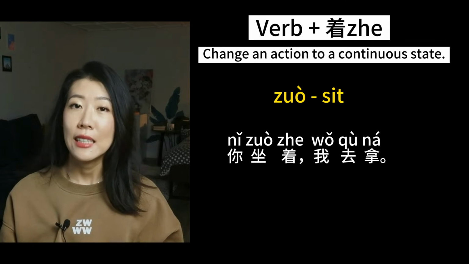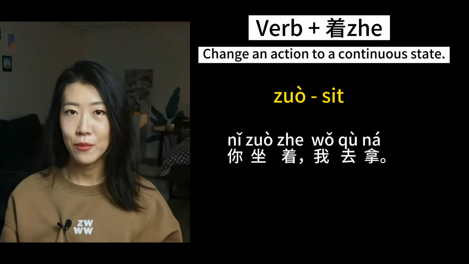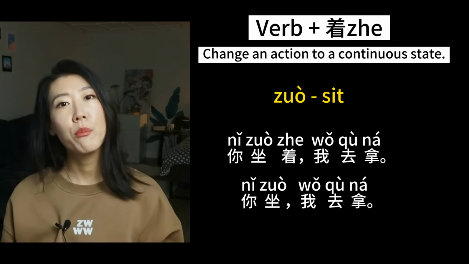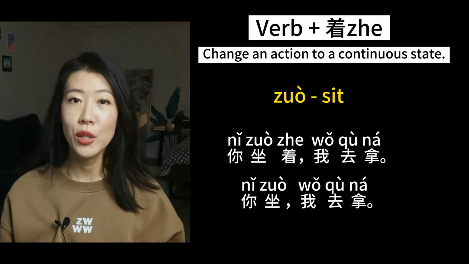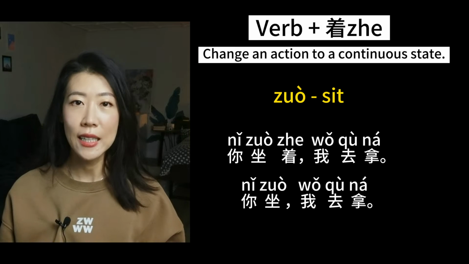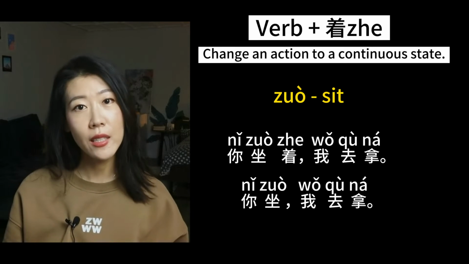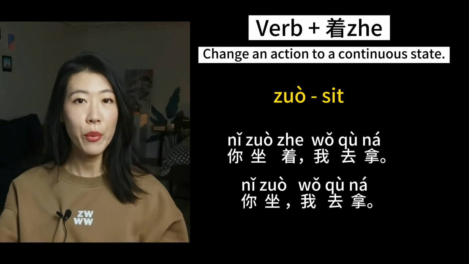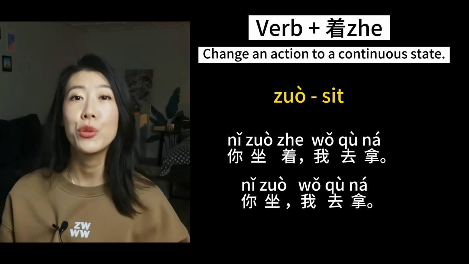See? 你坐着，我去拿。And 你坐，我去拿。So the second part is I go to grab. The first expression is 你坐着. It means you keep sitting. Now the person already sat there, right? And the second expression is 你坐，我去拿. It means the person hasn't sat yet. So I say have a seat, 我去拿.